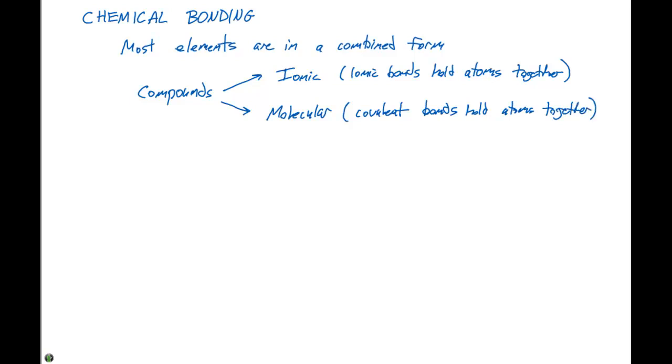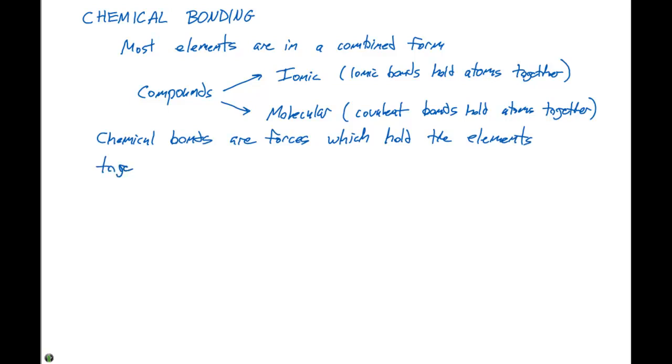And we've discussed this when we talked about nomenclature. We have ionic compounds and molecular compounds, and we use a different nomenclature system. The reason we use a different nomenclature system is because the bonding is slightly different between these two. So, chemical bonds, whether they be ionic or covalent, are forces which hold the elements together in a compound.